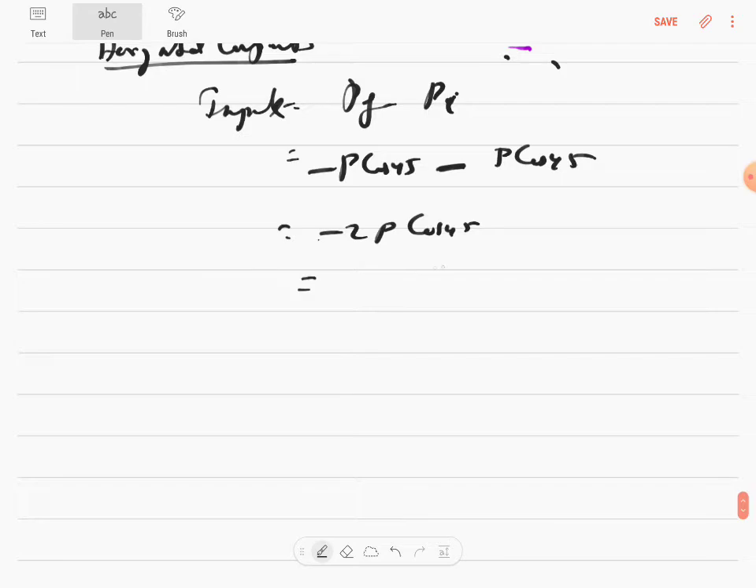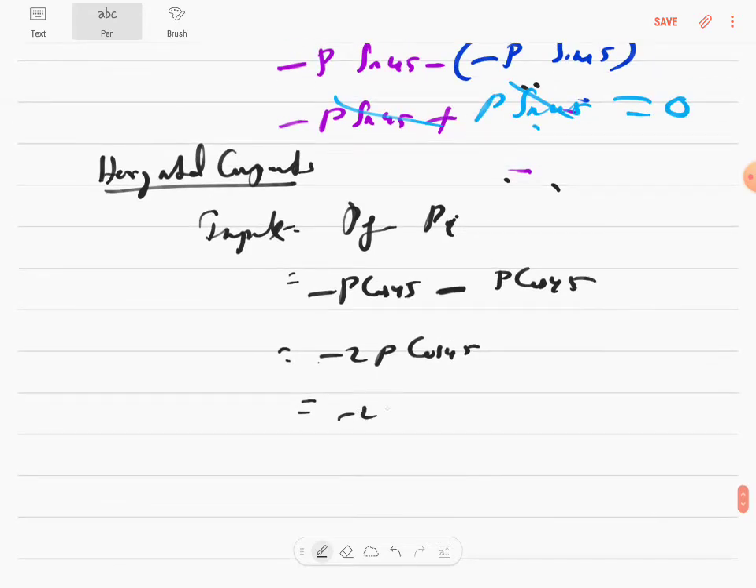So you know cos 45 is 1 by root 2, and so minus 2P into 1 by root 2 makes it a minus root 2 P. The minus sign shows that the wall is going to exert a force on the ball. That's all.